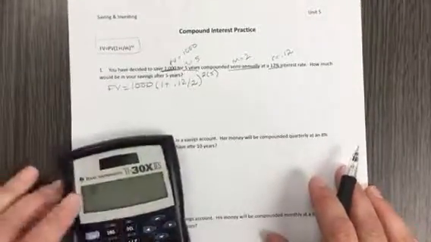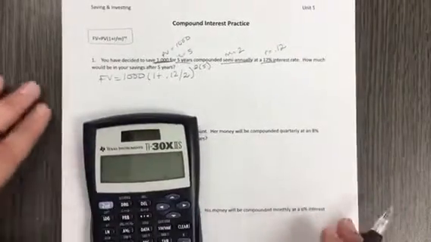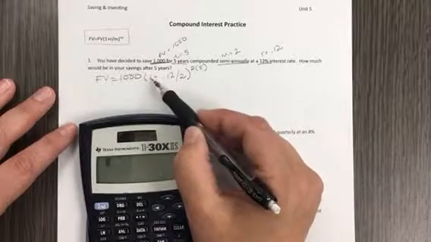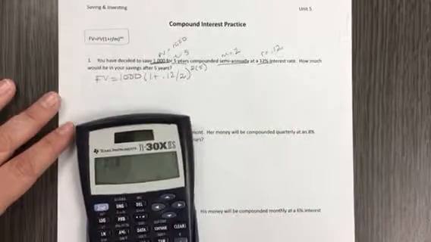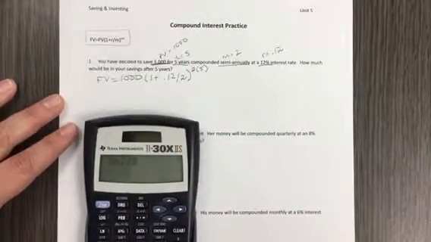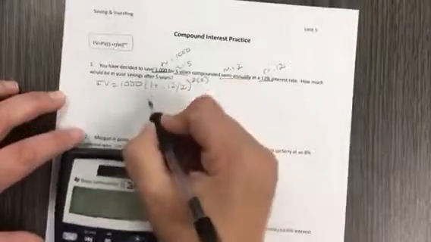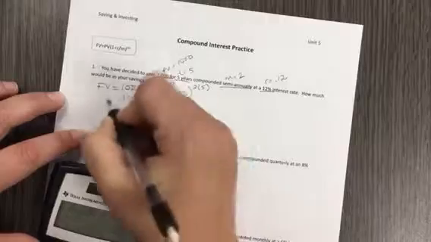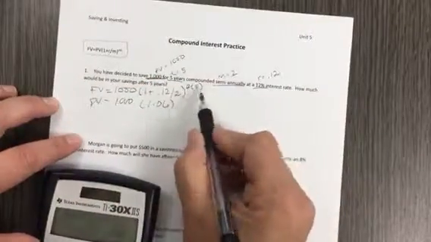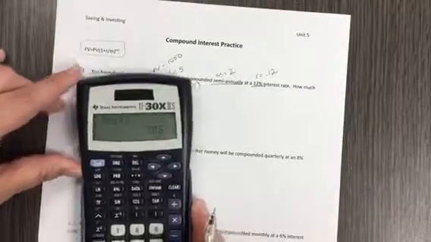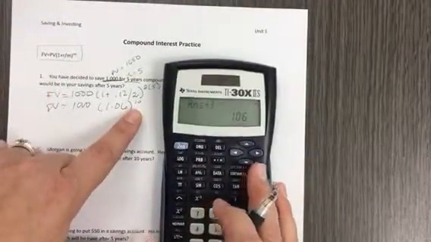Then everything goes to your calculator. And as you should know, order of operations, you're going to work from the inside out. So within the parenthesis, you're going to want to do the division before the addition. So you're going to type in 0.12 divided by 2, and that's going to give you 0.06, and then I'm just going to add the 1. So within the parenthesis, I'm going to have 1.06. I'm going to drop down my 1,000, and then I'm going to multiply my 2 times 5, which is going to be 10.